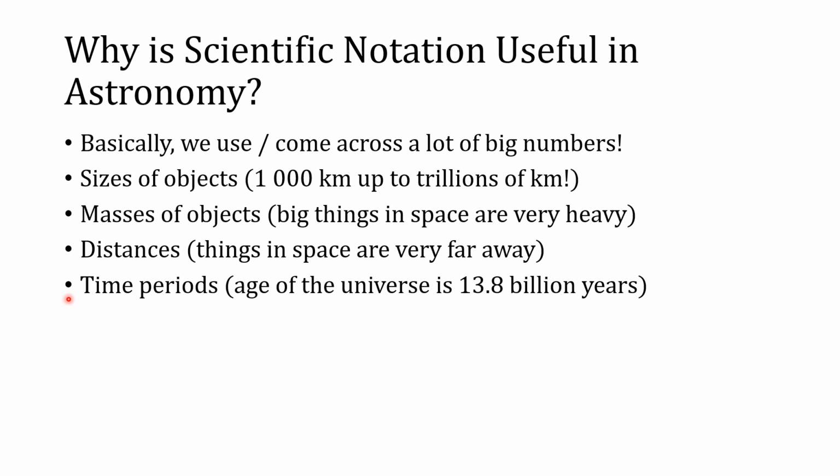We end up coming across a lot of really, really big numbers in space. And the reason for that is basically just that the universe is really big, so it's easy for things to be very, very far away. And stuff in the universe is really big, so it's really easy for them to get very, very large and very, very heavy in terms of the units that we use down here on Earth, right?